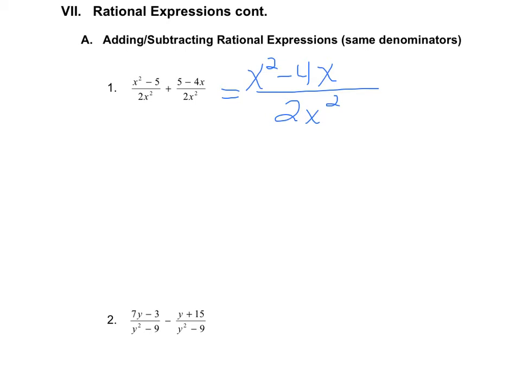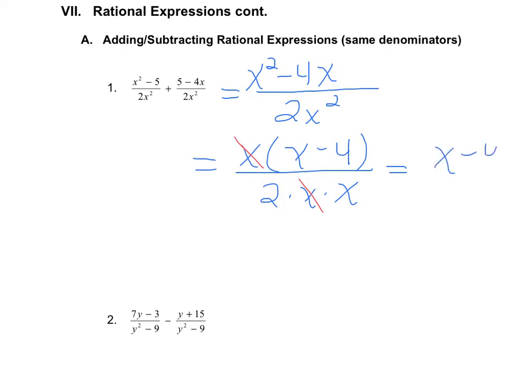Now I need to see if I can simplify it. So the object of the game will be to factor and cancel. I'm going to GCF out an x and get x minus 4. And on the bottom, I'm going to do prime factorization. And what can I cancel? The only thing I can cancel out is an x for an x. So my final answer will be x minus 4 over 2x. That one was pretty easy. So let's move on to number 2.